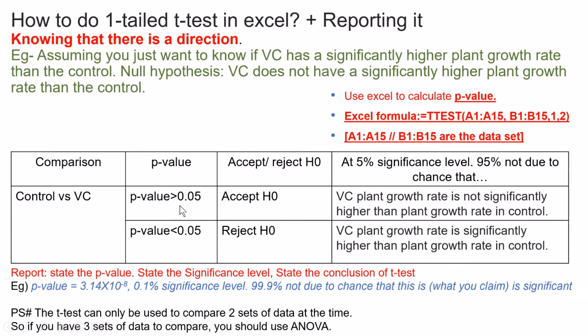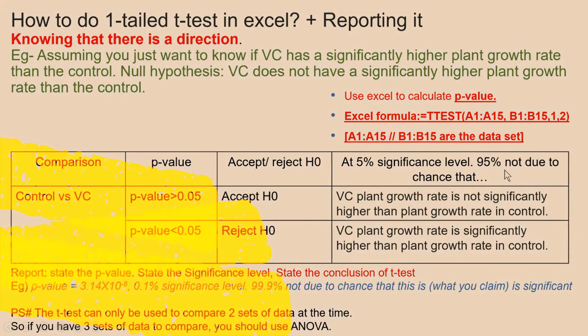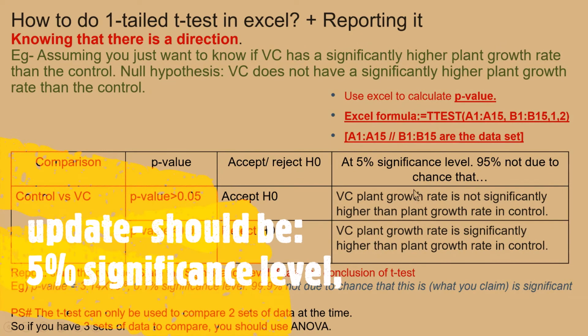And if the p-value is greater than 0.05, then you will accept the null hypothesis. That means that at the 5% significance level, 95% not due to chance that filament C's plant growth rate is not significantly higher than the plant growth rate in the control. However, if your p-value is smaller than 0.05, then you will reject the null hypothesis, saying that at the 5% significance level, 95% not due to chance that filament C's plant growth rate is significantly higher than the plant growth rate in the control.